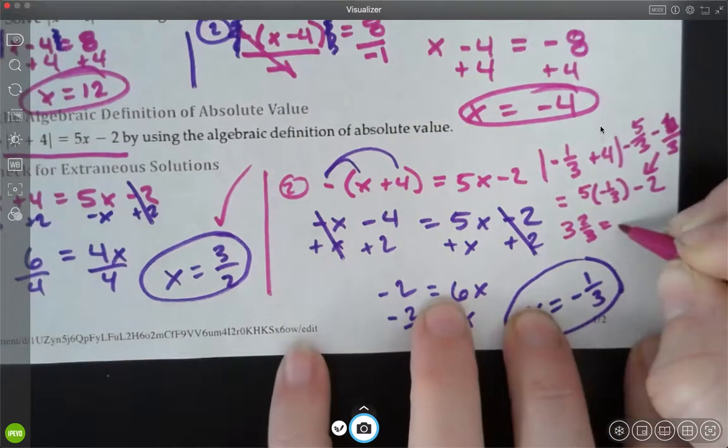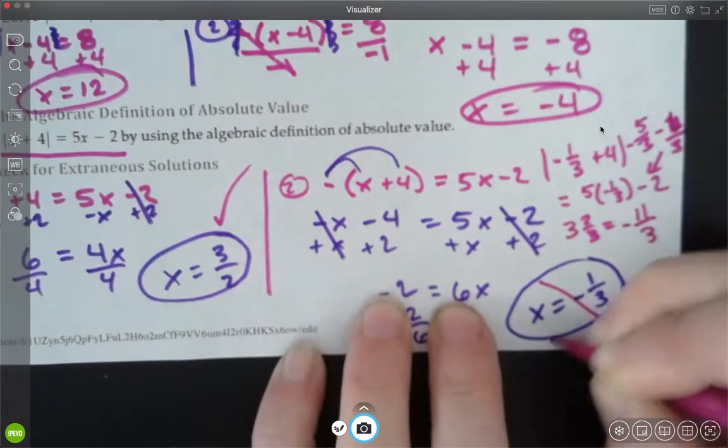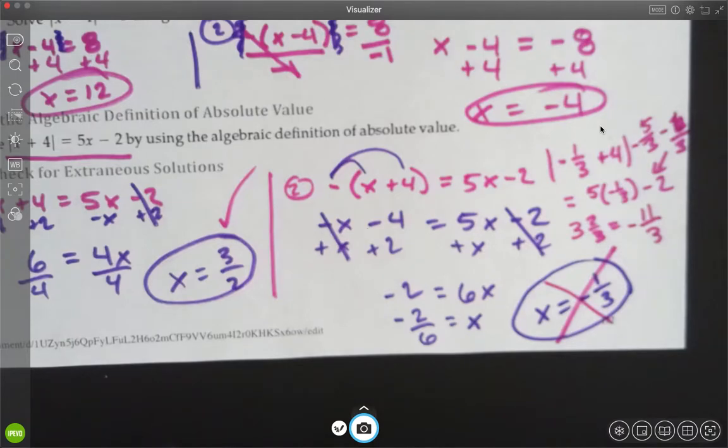Are those two things the same? So this is not an answer. That is an extraneous solution. Boom, I told you that. There's only one answer. So plug it back in and check your answer to make sure that it is legit.